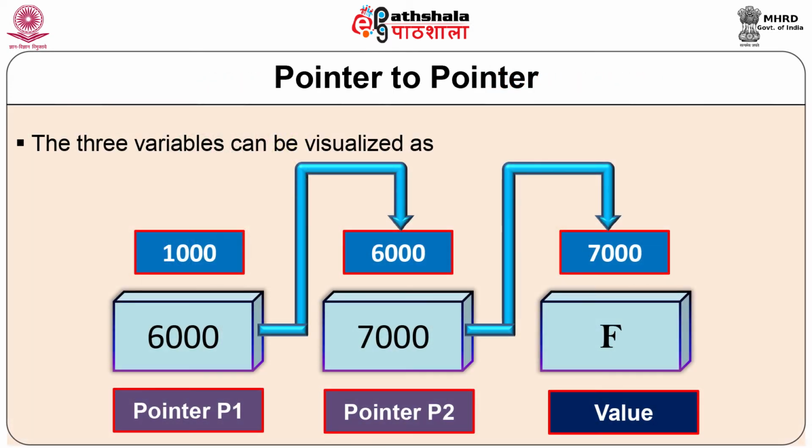Let us summarize the same picture of pointer to pointer once again. You can see there are two pointers, P1 and P2, with memory locations 1000 and 6000. Character F is at memory location 7000. Pointer P2 is a pointer for F. Therefore, pointer P2 includes memory address 7000. Pointer P1 is a pointer for P2. Therefore, P1 stores 6000 as the address of pointer P2. Now, if you want to put a relation between P1, P2 and character F, then you can say P2 is a pointer for F, P1 is a pointer for P2, and P1 is a pointer to pointer for character F.